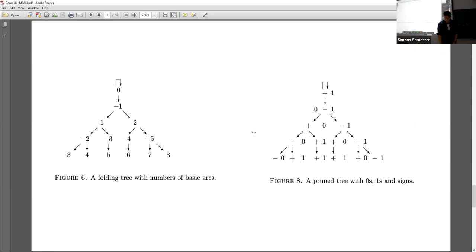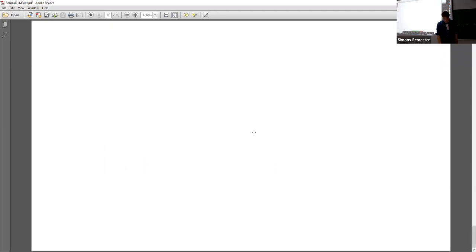And similarly, you can build from this folding tree. I think I'm out of time, so I guess I'll be happy to explain that afterwards. And I will just stop at this point.